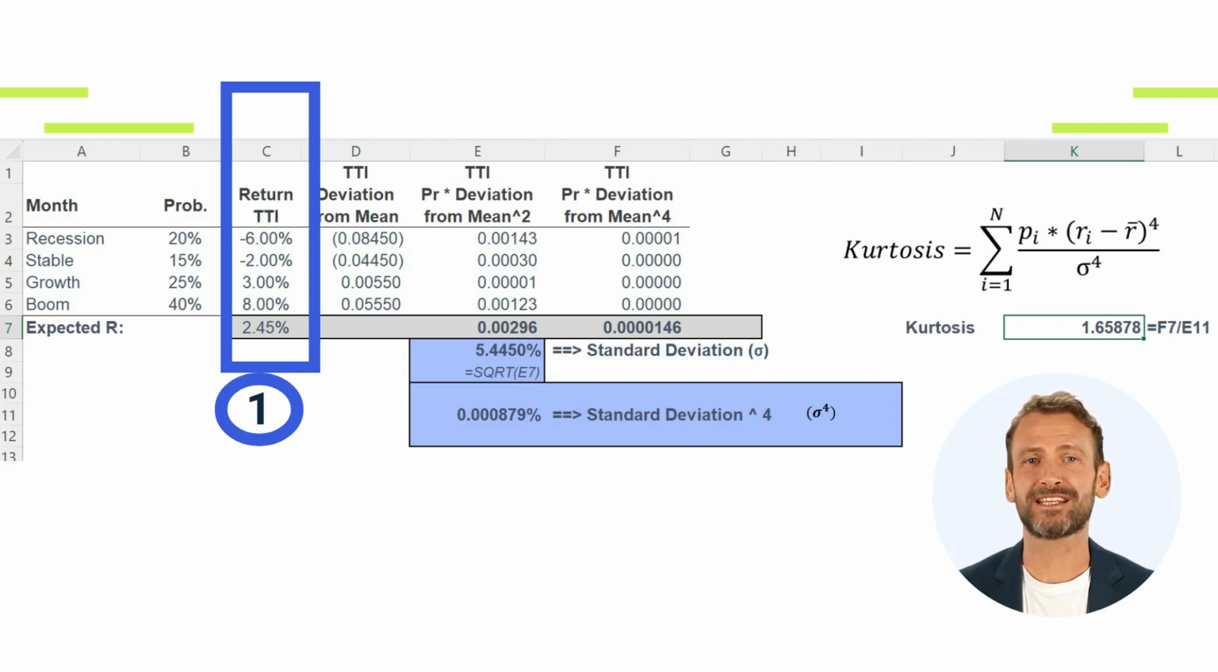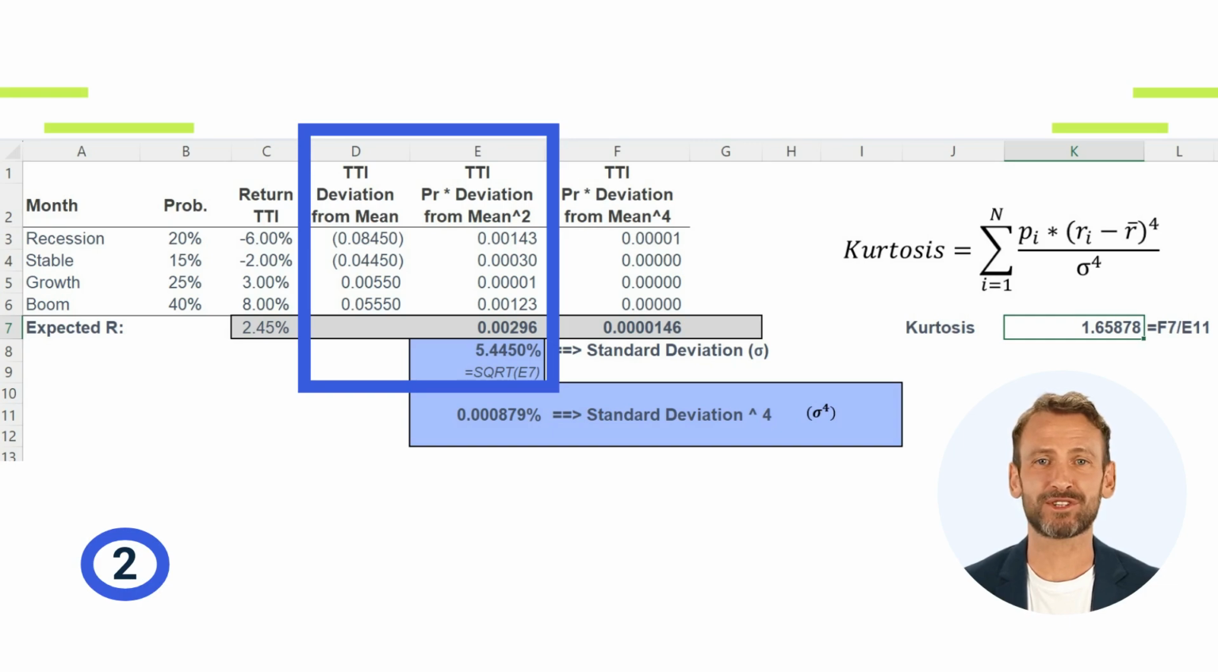The first step is to calculate the expected return. This expected return is the result of adding the returns of each scenario, weighted, or in other words multiplied, by the respective probabilities of each scenario. After calculating it, this return is 2.45% for TTI.